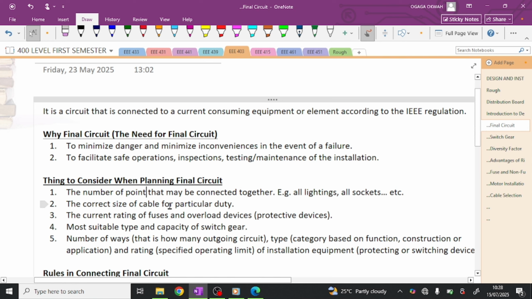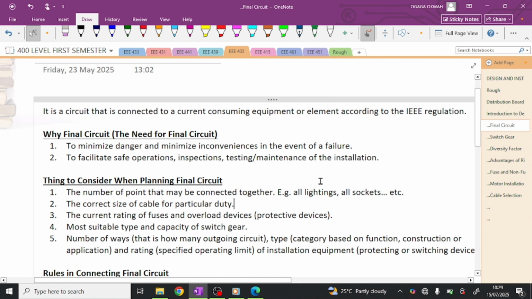The correct size of a cable for a particular duty. Correct size, that's the diameter. How thick is that cable? The thickness of a cable affects the temperature when current flows through it. If the cable is thick, the current flowing through it will lead to less production of heat. It doesn't get as hot as when the cable is thin. So if the cable is thin, it will carry a smaller amount of current.